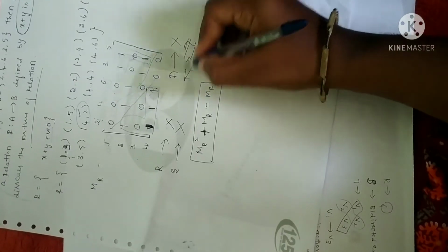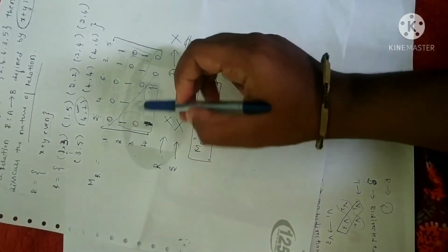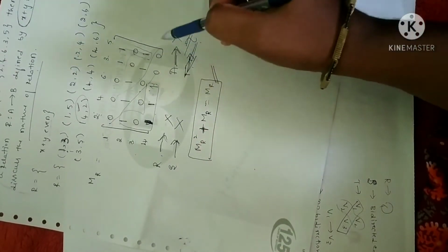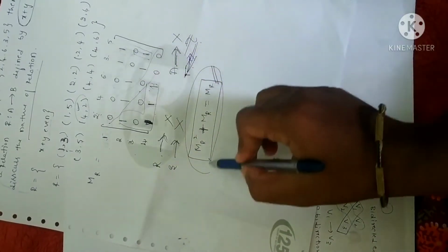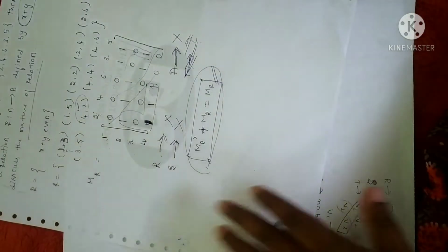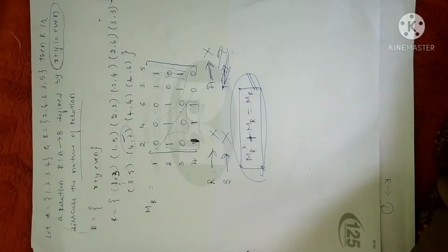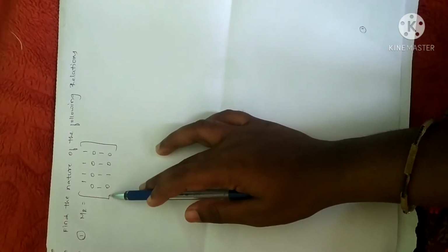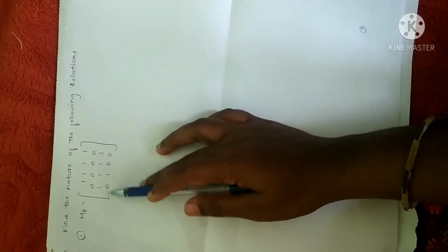So up to here, you have understood only reflexive, symmetric and antisymmetric. In the next session, I will explain how we can decide whether the matrix is transitive or not. Hope you understand this concept. Let me teach how we can decide transitiveness, given a matrix of a relation.